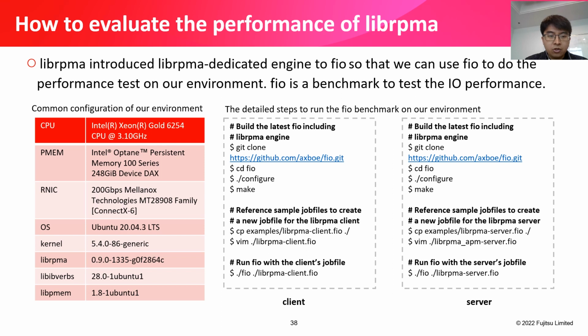The table on the left shows common configuration of our environment. The example on the right shows the detailed steps to run the FIO benchmark on our environment. For example, client builds the latest FIO including librpma engine. It references sample jobs to create a new job file for the librpma client, and then run FIO with the client's job file. Server needs to do the similar steps as well.